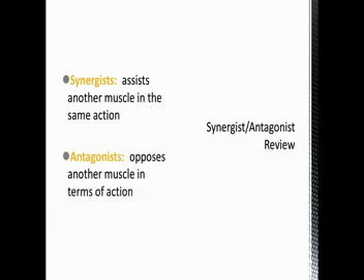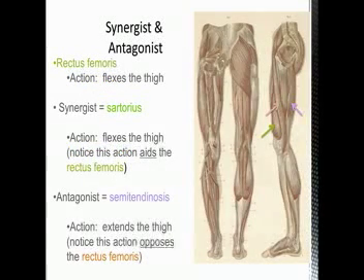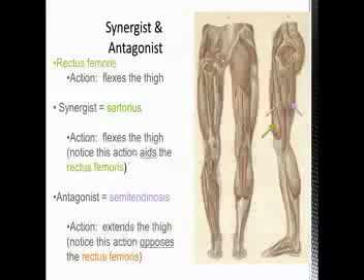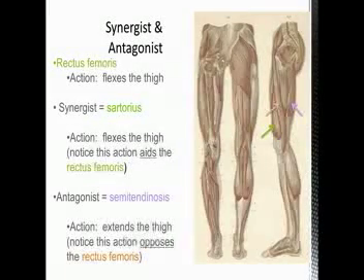All right, as I've said, what are just some other terms that we need to review? A synergist and antagonist. A synergist aids another muscle in the same action, whereas an antagonist opposes the muscle in terms of its action. So a couple examples of those that we can talk about here. We'll look at the rectus femoris. Rectus femoris' action is actual flexion of the thigh. So the synergist muscle here is going to be sartorius.